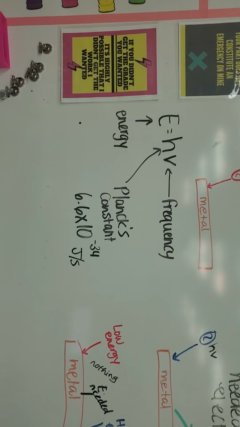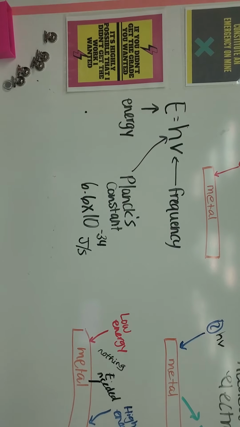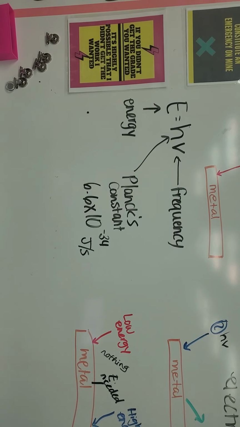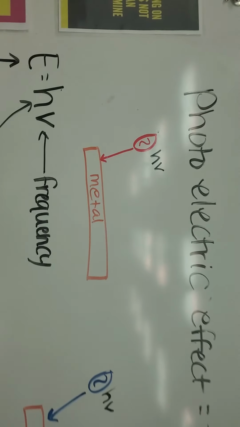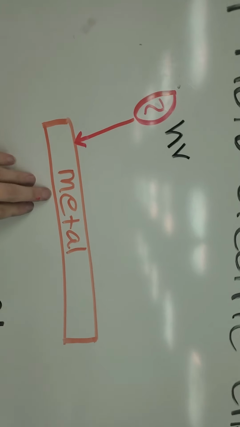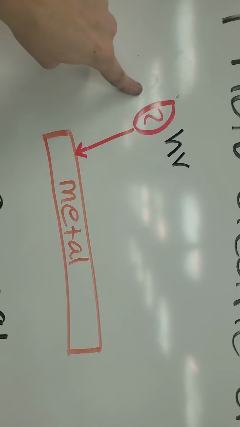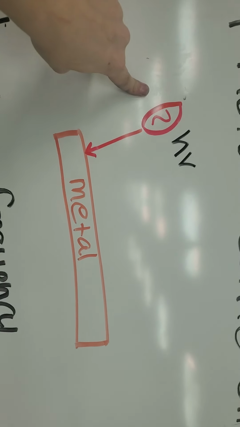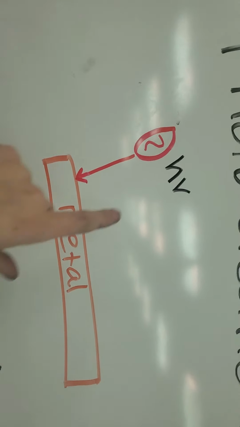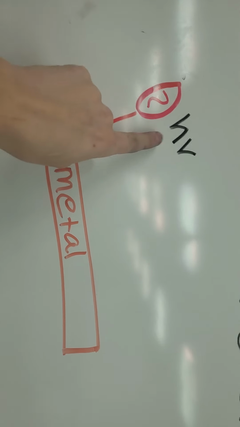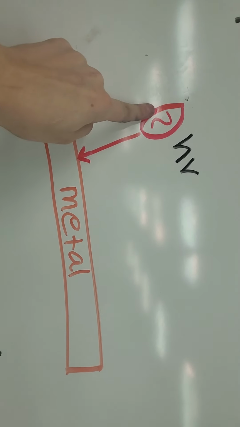So we're going to come back to our energy equation. Energy is equal to Planck's constant, so it's always going to be this number, 6.6 times 10 to the negative 34, and we are multiplying that number by our frequency. If I'm looking at my model right here, we've got this metal and we are shooting a low frequency light at it. So this is a photon. But remember that light acts as both a particle and as a wave, so that's why we've got the little wave in there to remind you. If we're trying to find our energy, we would take Planck's constant and multiply it by the frequency of this photon.